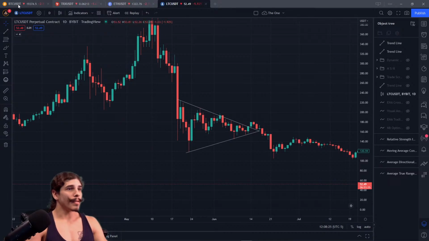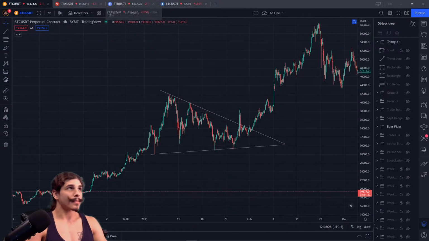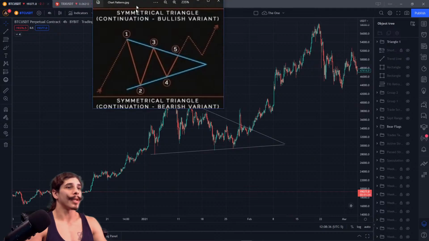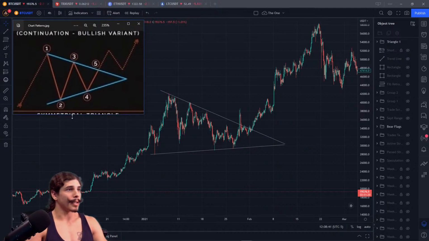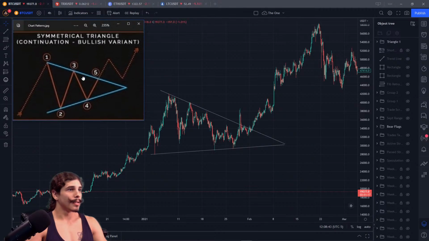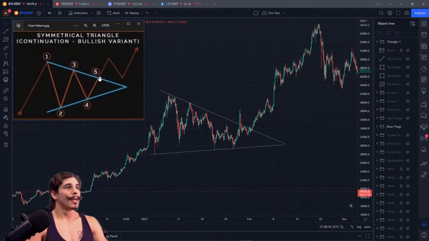So I'm going to start over here on good old Bitcoin. Now let me just go ahead and minimize this, put it up on our screen right here. So we're going to show you the triangle and then show how we're going to play it. So here I'm going to minimize that, try and get everything else out of the way so we could just see the, there we go, symmetrical triangle, bullish variant continuation.